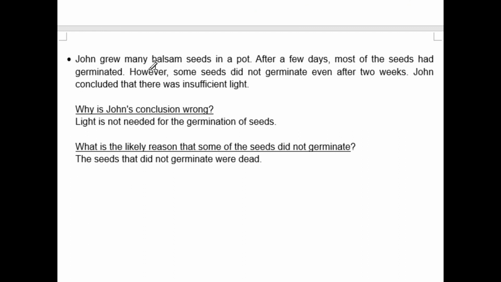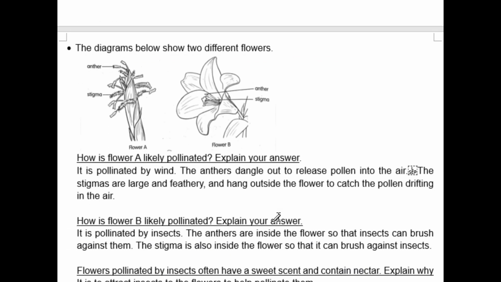John grew many balsam seeds in a pot. After a few days, most of the seeds had germinated. However, some seeds did not germinate even after 2 weeks. John concluded that there was insufficient light. Why is John's conclusion wrong? Light is not needed for the germination of seeds. What is the likely reason that some of the seeds did not germinate? The seeds that did not germinate were dead.